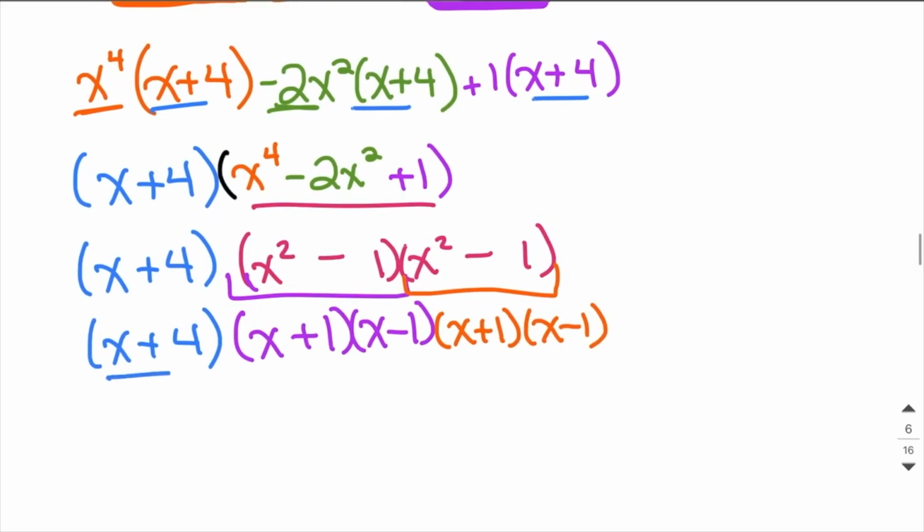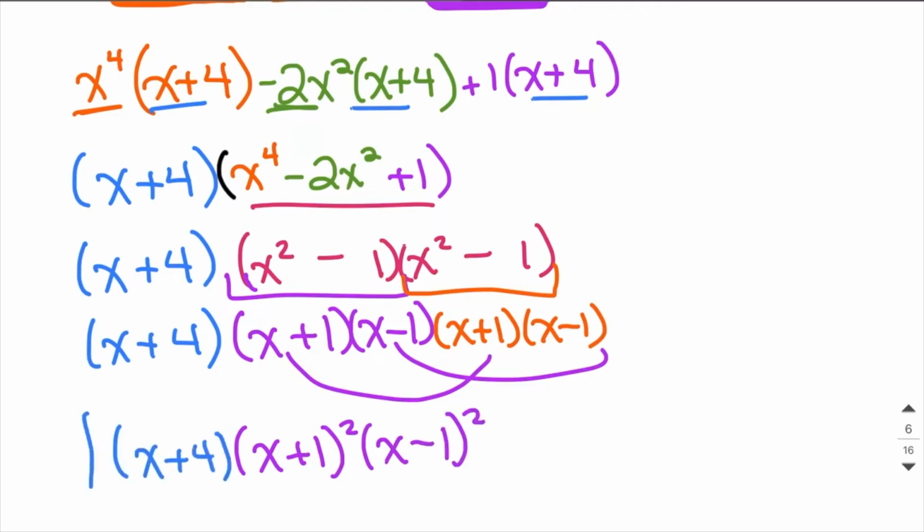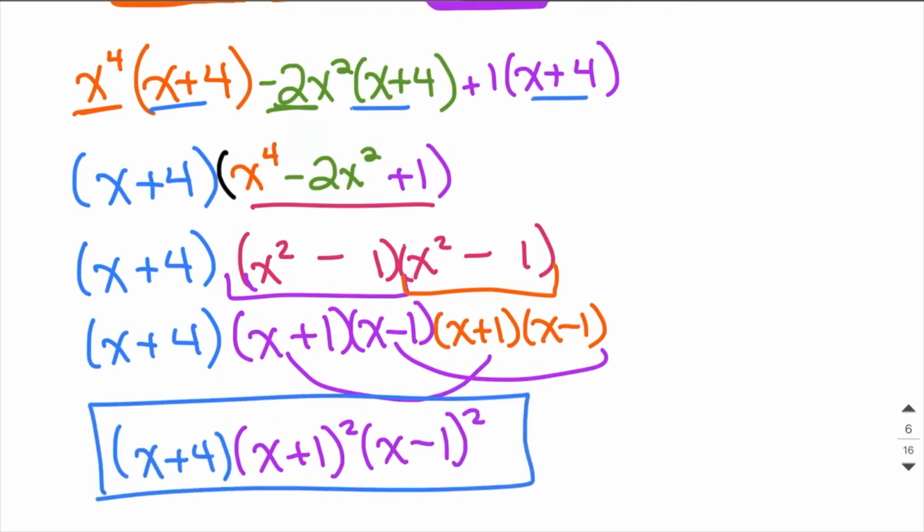And I look and see, can I take any one of these factors any further? I cannot. But I'm going to say that I have two sets of x plus 1, and I also have two sets of x minus 1. So I'm going to write this out as x plus 1 squared, and I'm going to write this out as x minus 1 squared, and then I'm just going to put this x plus 4 in front, and boom, there's my answer.